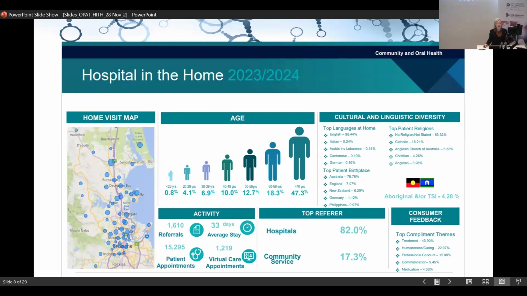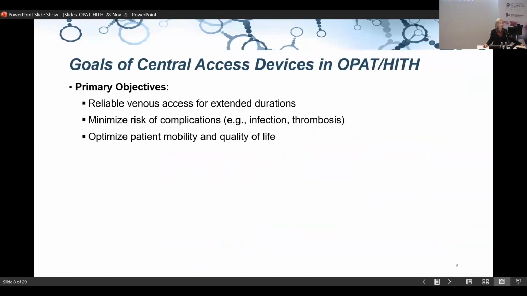We have about 1,600 referrals with about 15,000 occasions of service, and an average of 33 days for patients in the HITH stay. Nearly 50% of those are over 70. Some of the good things from the consumer point of view are the treatment option of having it at home and the focus on being caring and supportive in their home environment, which are the key things they feed back on.